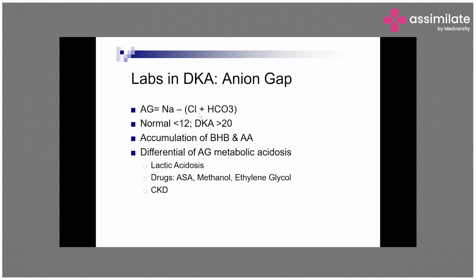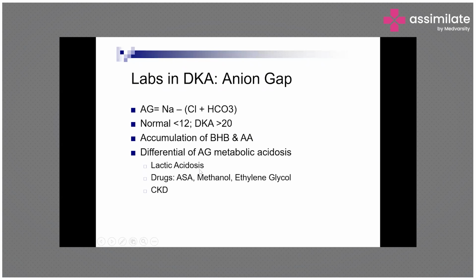Normal anion gap is measured as sodium minus chloride plus bicarb. Normally it should be less than 12, and if it is more than 20, we call it a significantly elevated anion gap, and you have to treat, and it may be due to beta hydroxybutyrate or amino acids. The cause of high ketones in DKA is because of this.